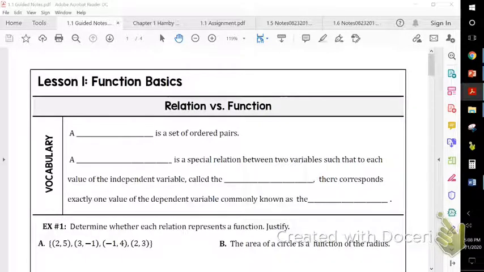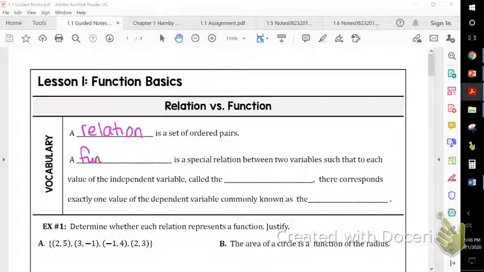So what is a relation? A relation is very generic. It's just any set of ordered pairs. No rules to it. It's just any set of ordered pairs. So a relation is going to be a set of ordered pairs. But then we have special relations, okay? So we have special sets of ordered pairs, and one of those is a function.